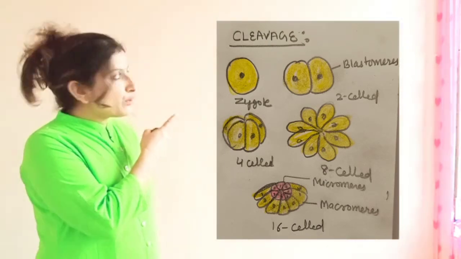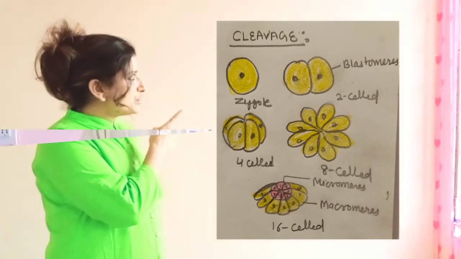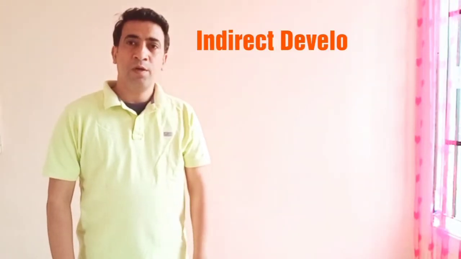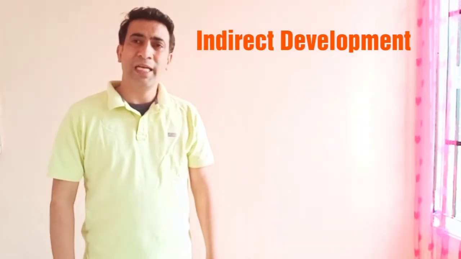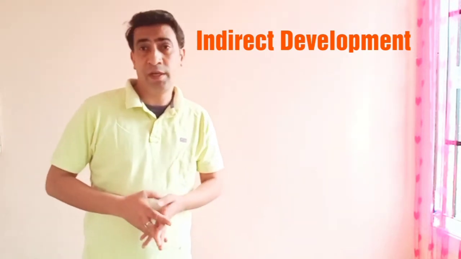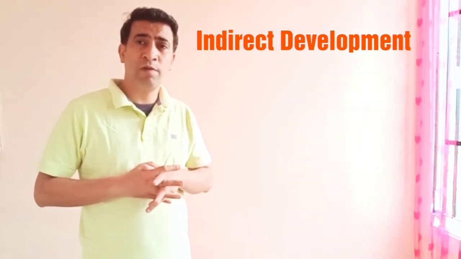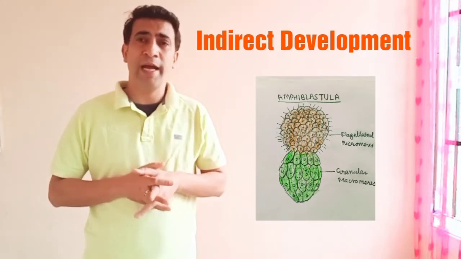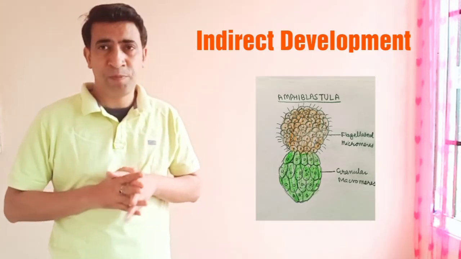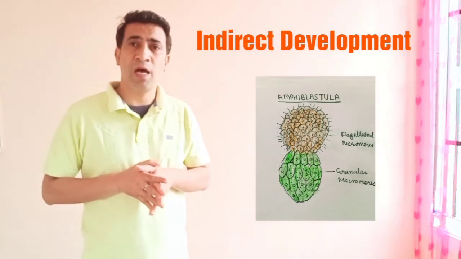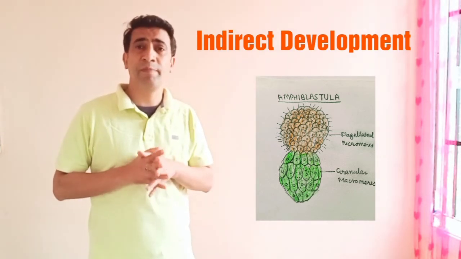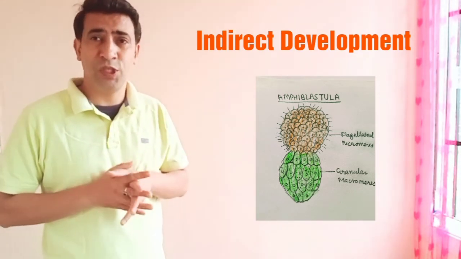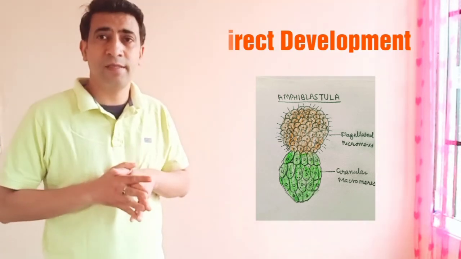Here are the stages of cleavage. Development in case of sponges is indirect as they involve the larval stage. So there are two larval forms which are present in sponges. First is amphiblastula and second is parenchymula. And these larval forms are flagellated, hence they help in the dispersal of the species to distant places as the parent body is fixed.